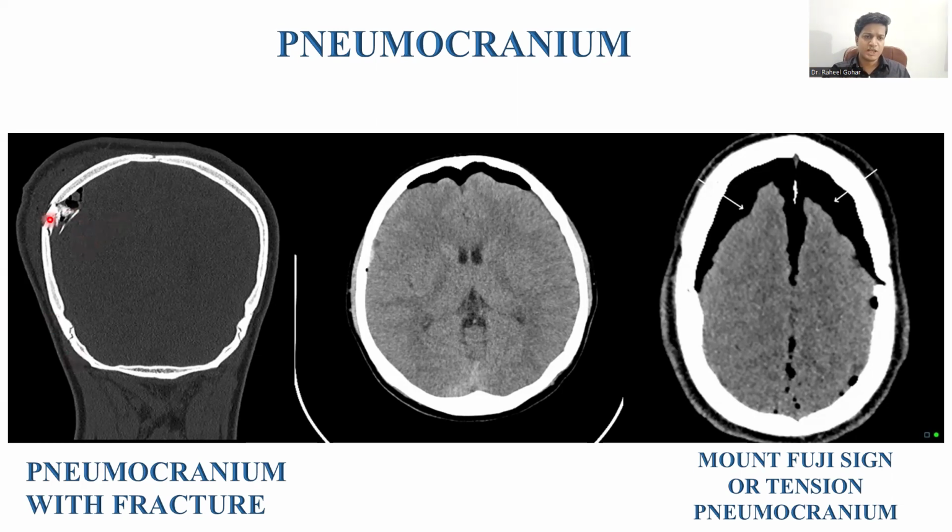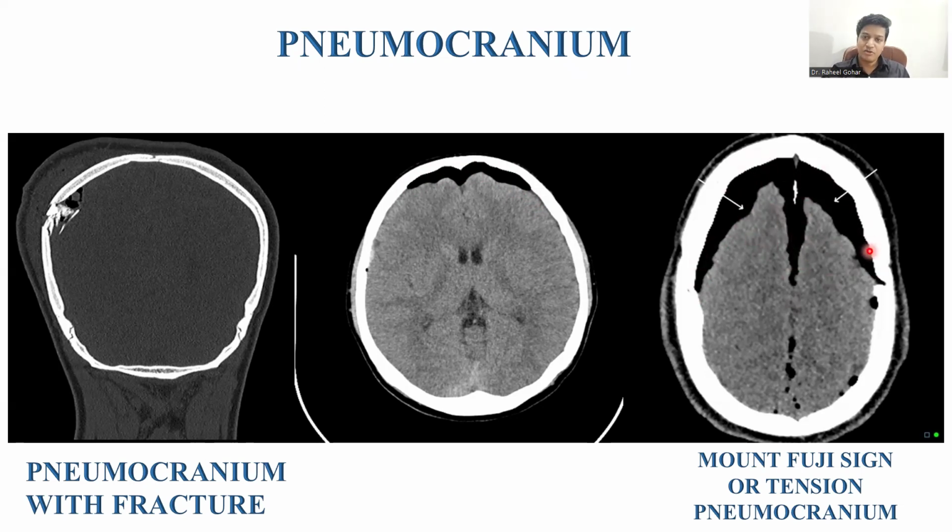So here you can see there is a fracture and air is getting accumulated here in the parietal area. Here you can see that there is a pneumocranium, air anteriorly in the frontal area, the bifrontal area. Now this is very important. Here we can see that there is a pneumocranium and it is producing a sign. It is known as the Mount Fuji sign. You can see two mountains here.